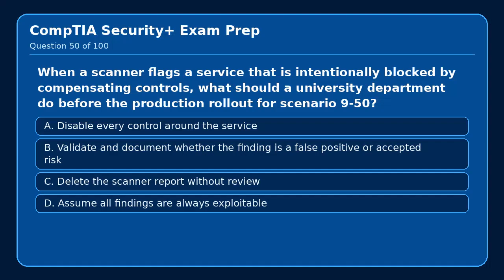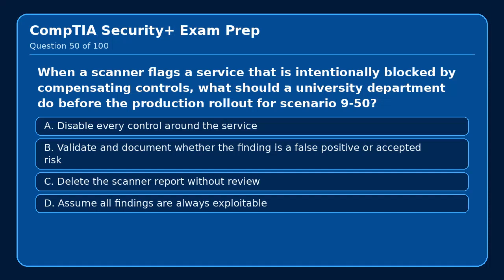Question 51. Which control best protects a financial services team's public web app from common HTTP layer attacks during a service reliability review for scenario 9 to 51? A. Analog phone splitter. B. Managed hub. C. Plain FTP server. D. Web application firewall. Take a moment to choose your answer.